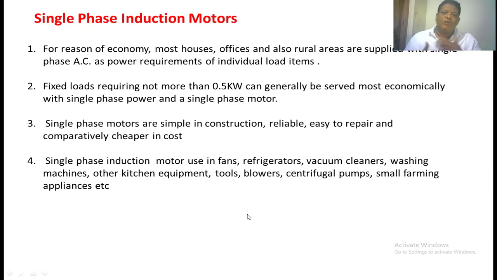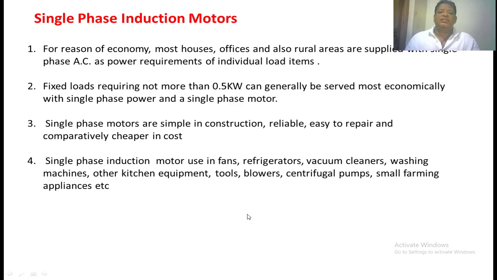Generally, in our houses also we are using fans, refrigerators, fridges, centrifugal pumps, tools, kitchen equipment, washing machines. For all these household purposes we are using only the single phase induction motor. That's why it is necessary to study how the single phase induction motor works.